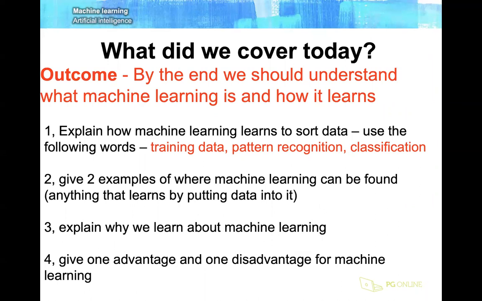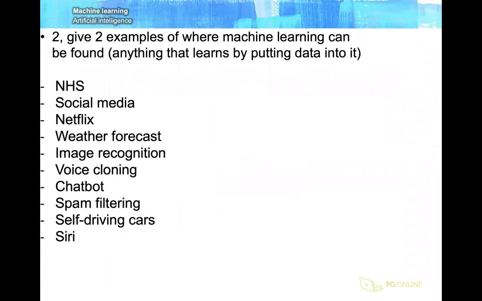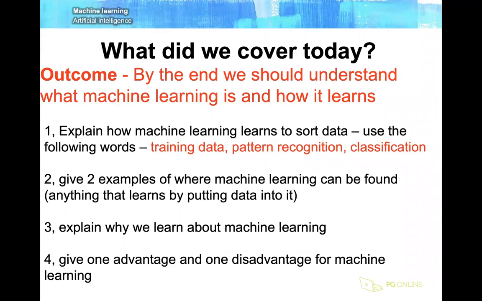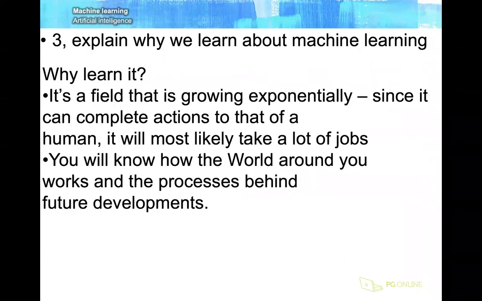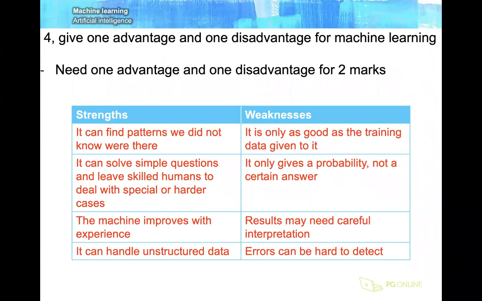So an advantage is it can solve all the easy problems and leave the difficult problems for humans to solve. And the disadvantage is it doesn't know for certain. It doesn't know anything for certain. Okay, so these are the answers. There's so many examples. So there's NHS, social media, Netflix, weather forecast, and so many more. Why learn it? It's a field that's growing exponentially, as I said, and you'll know how the world around you works. These are the advantages and disadvantages. I've already read them out.